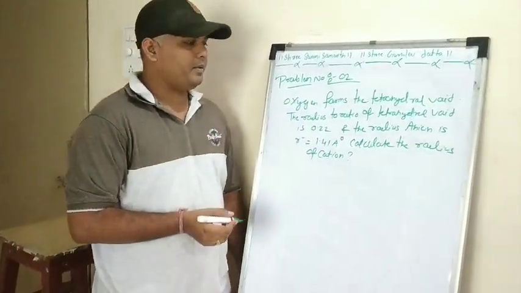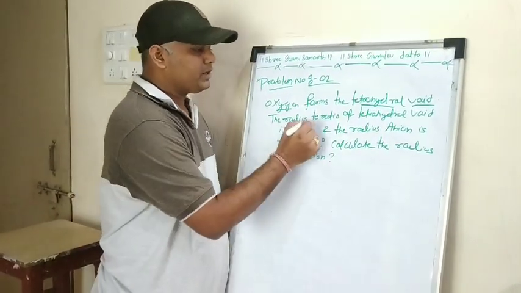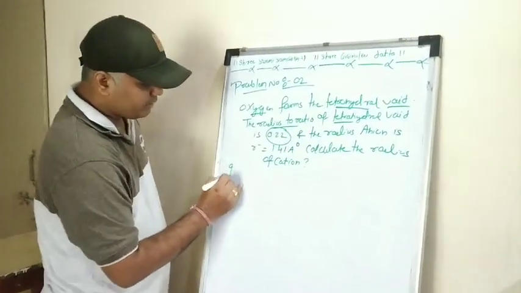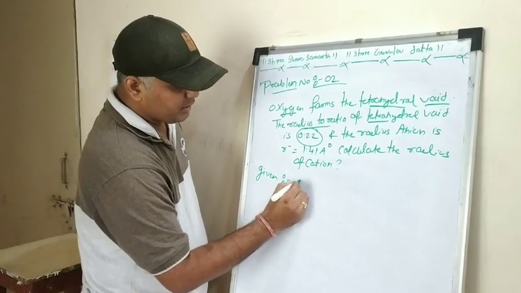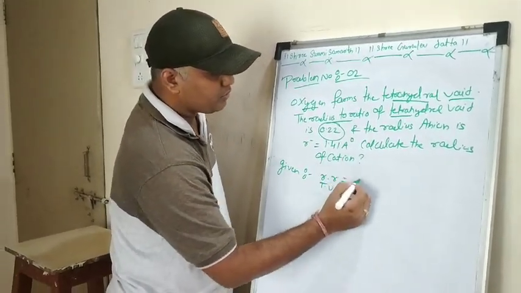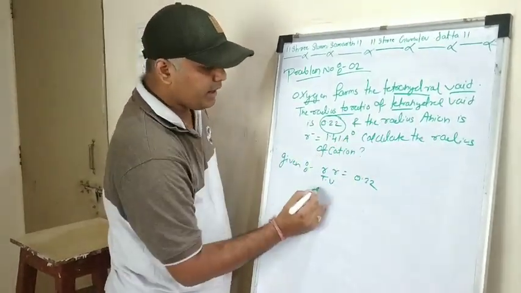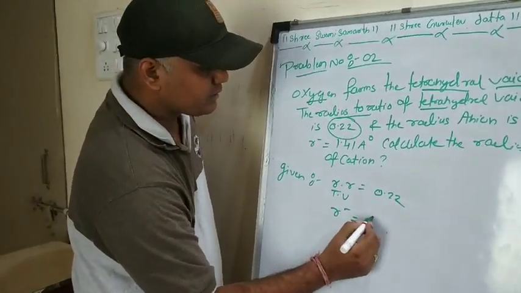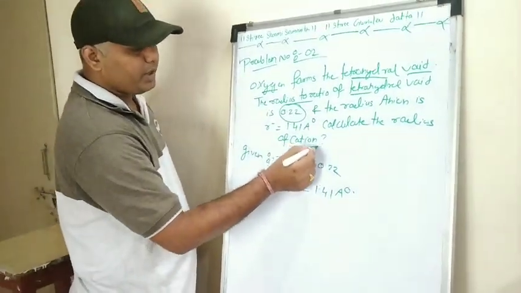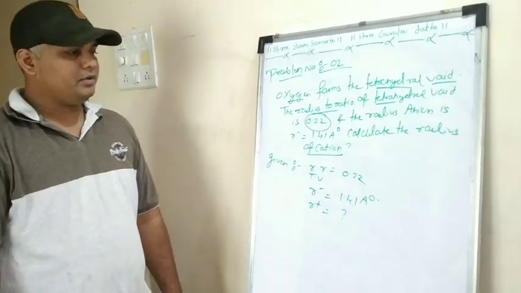So what is given in the problem? Oxygen atom is forming a tetrahedral void, right? So the radius ratio of a tetrahedral void is 0.22, right? So we will write down the given first. Radius ratio of a tetrahedral void is equal to 0.22, right? Then what is given? Radius of the anion, that is R minus, 1.41 Armstrong. So these two things are given. What we need to calculate? We need to calculate the R plus, right? So again we will use the formula.